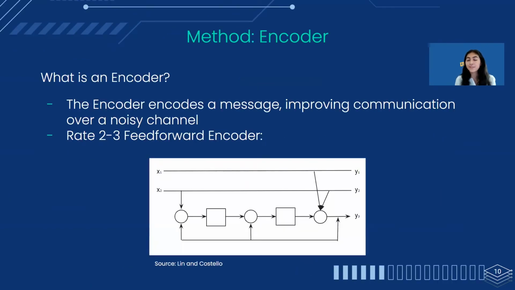So the first method that we use for implementing the list decoder is called an encoder. The encoder encodes a message, improving communication over a noisy channel. As stated before, encoders increase the size of the message corresponding to the rate ratio, because if we send more bits over the channel, it will be easier to restore the original message even if some bits are changed. More information equals greater likelihood of having a correct message.